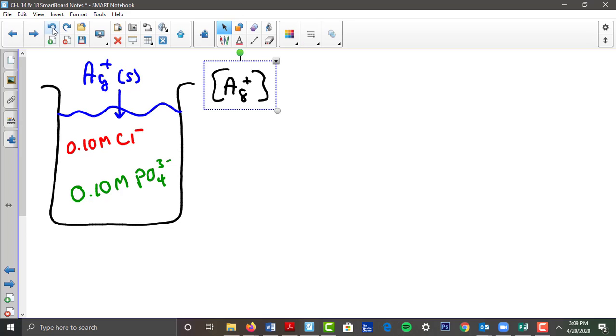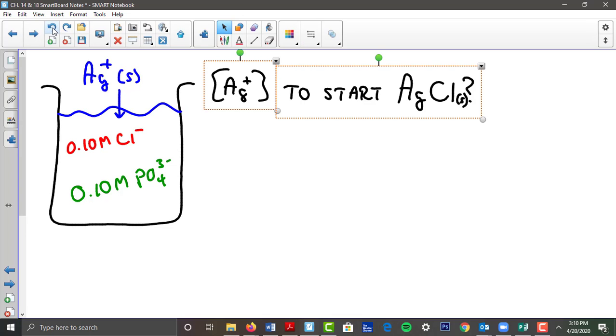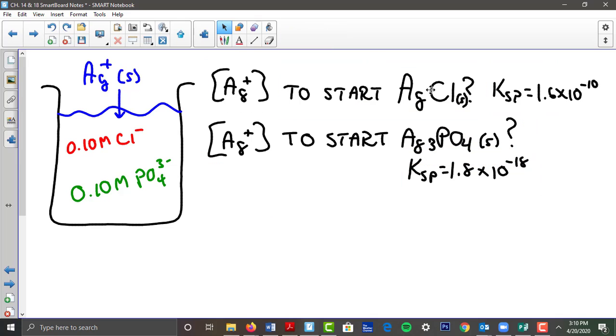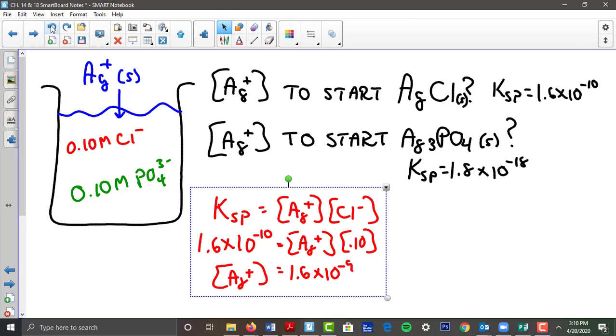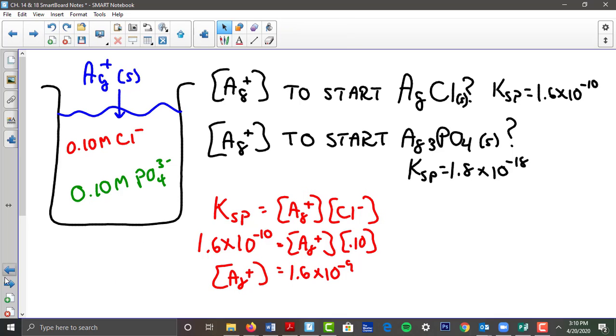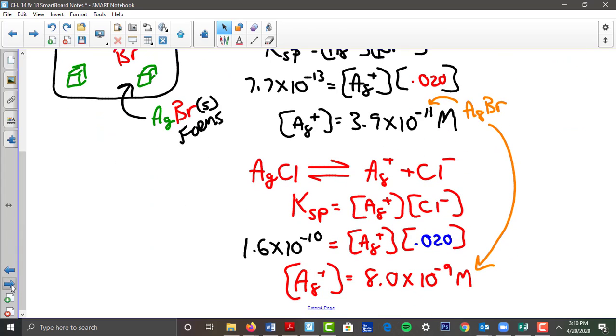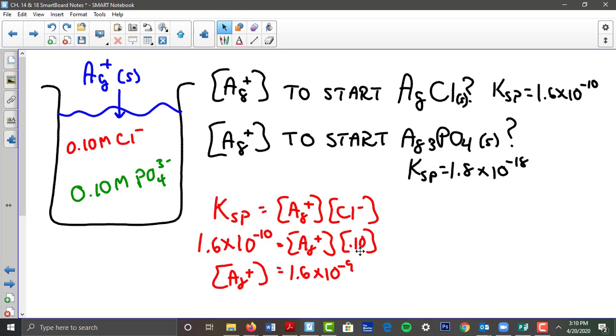All right, let's take a look. So is the silver going to start the silver chloride or the silver phosphate? The KSP of silver chloride is, again, 1.6 times 10 to the negative 10. Silver phosphate is 1.8 times 10 to the negative 18. So if I work through the KSP just like we did on the previous problem, so this is exactly the same as this previous problem. We just changed the concentration to 0.10. Silver ions will start to precipitate when the concentration reaches 1.6 times 10 to the negative 9th molar.